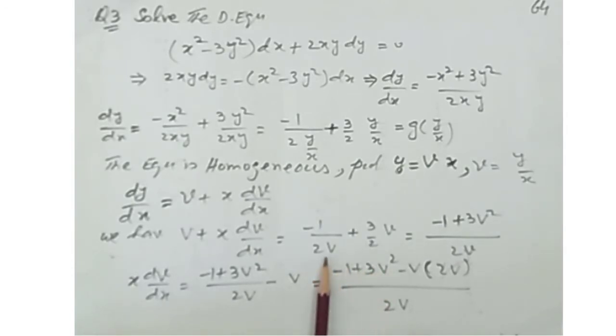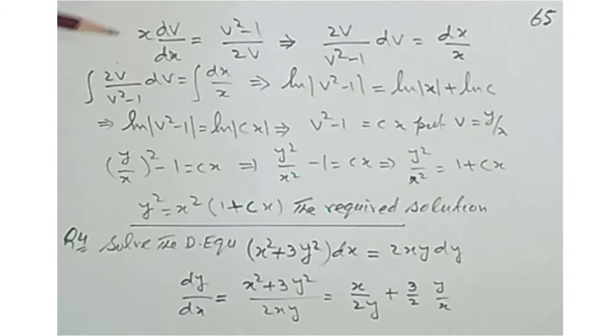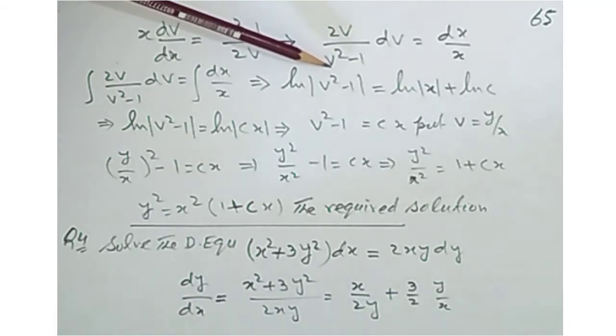Now 2v is the LCM, this becomes minus 1 plus 3v square. x dv by dx equal to minus 1 plus 3v square divided by 2v, and this is minus v. 2v is the LCM, so we write this as minus 1 plus 3v square minus 2v square. Now x dv by dx equal to (v square minus 1) divided by 2v. By cross multiplication, we have 2v over (v square minus 1) dv equal to dx over x.